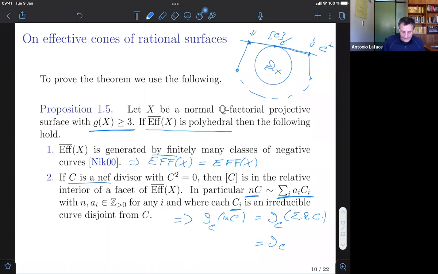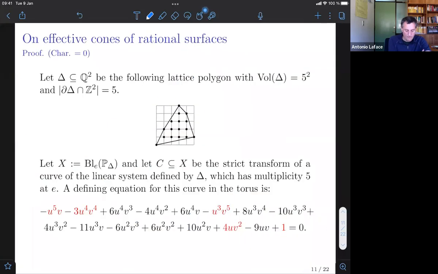This means that O_C(C) must be torsion. So it is a consequence of the fact that the pseudo-effective cone is polyhedral. Well, then one constructs the following example.